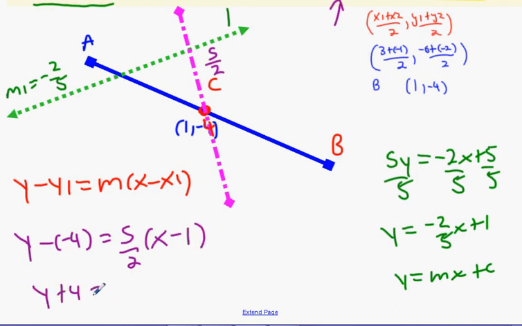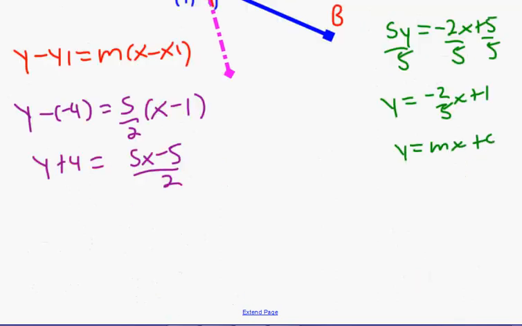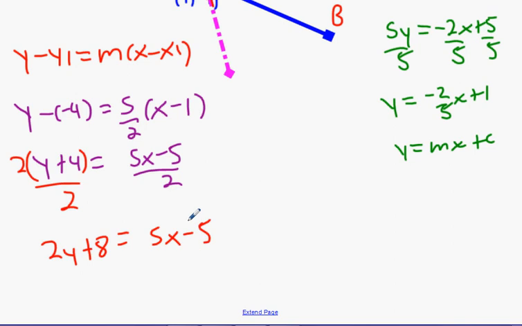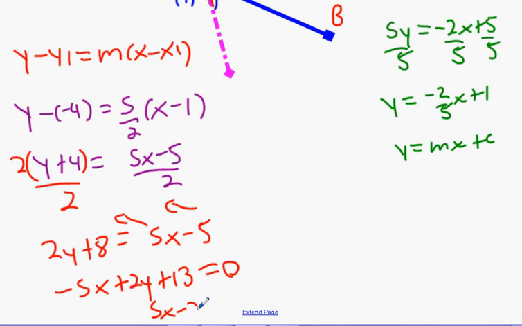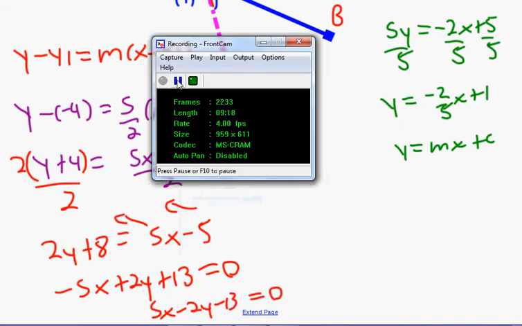We're going to get y plus 4 equals 5 times x minus 1, all over 2. We're then going to introduce a 2 onto this side. And we're going to get 2y plus 8 equals 5x minus 5. We're going to bring everything to the left hand side. Minus 5x plus 2y plus 13 equals 0. Another possible answer for that is 5x minus 2y minus 13 equals 0. How many people got that?